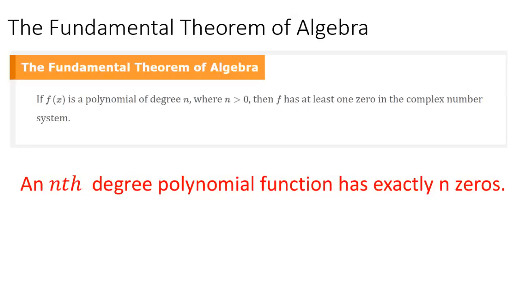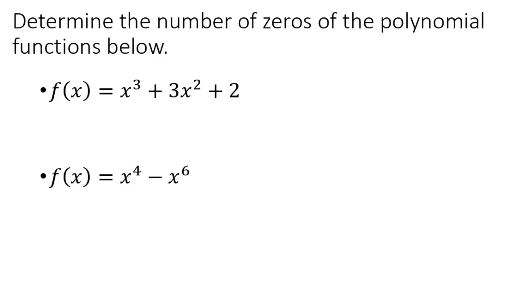One of the first theorems that we're looking at is going to help us determine how many zeros a polynomial should have. Basically, the number of zeros is given by the degree of that polynomial. The degree, n, is the highest exponent, and that tells you how many zeros you have. Some of those zeros are going to be complex numbers, and we'll discuss that throughout the session. So if we look at this example here, determine the number of zeros of the polynomial function.